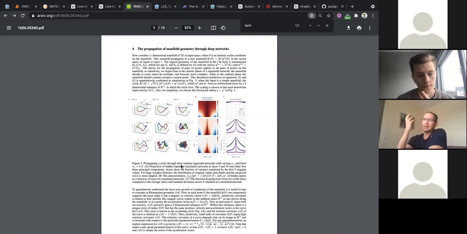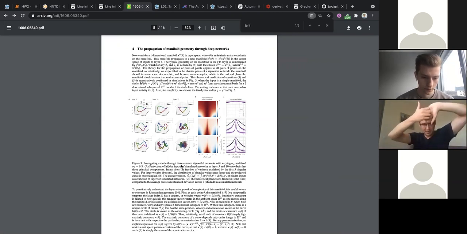So the only way is if you start with two manifolds corresponding to two classes, and these are very entangled, like something like this, you cannot put a hyperplane then. So the network's layers have to somehow try to make that separation as linear as possible. And that is what they mean by flattening the manifold, I think.